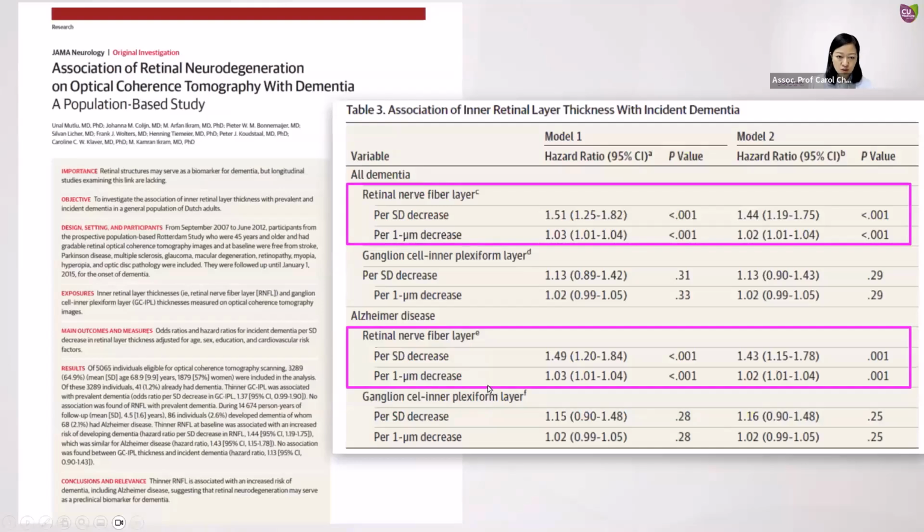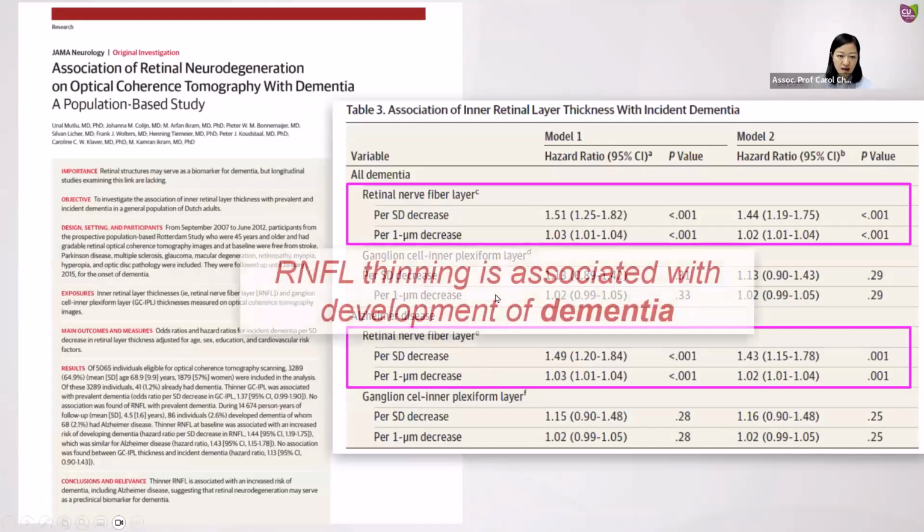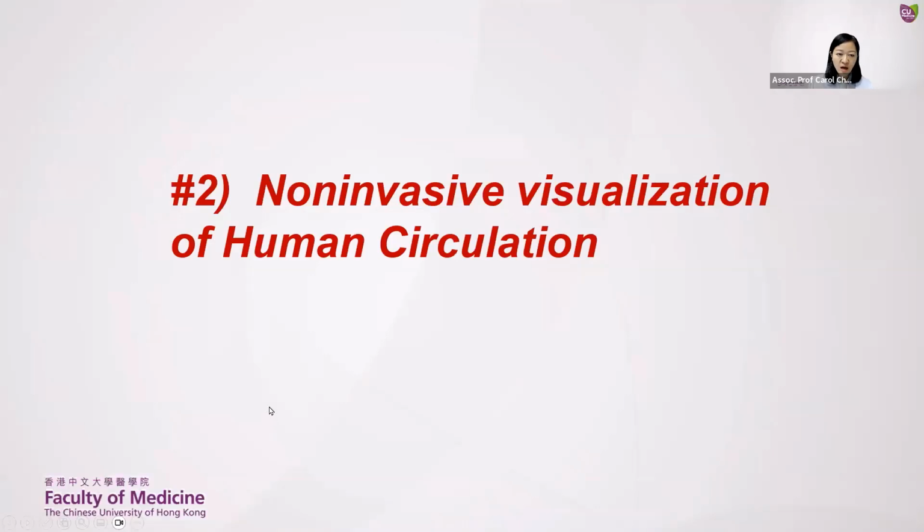Furthermore, in the prospective population-based Rotterdam study, it is also shown that a thinner retinal nerve fiber layer at baseline is associated with increased risk of developing dementia, including Alzheimer's disease, suggesting that OCT may serve as a preclinical marker of dementia. How about literature on retinal vasculature?